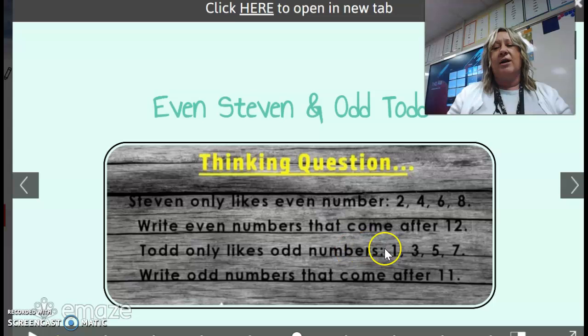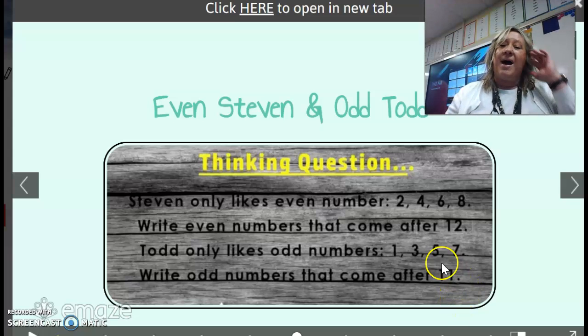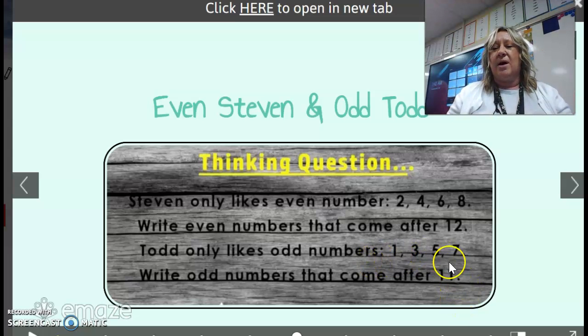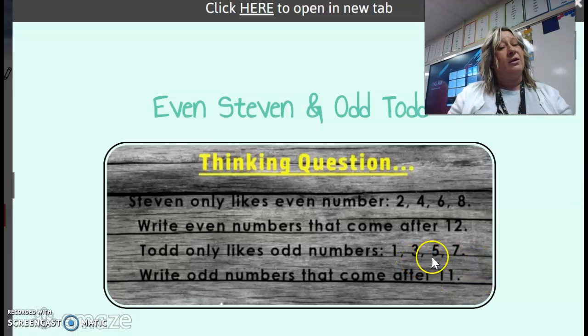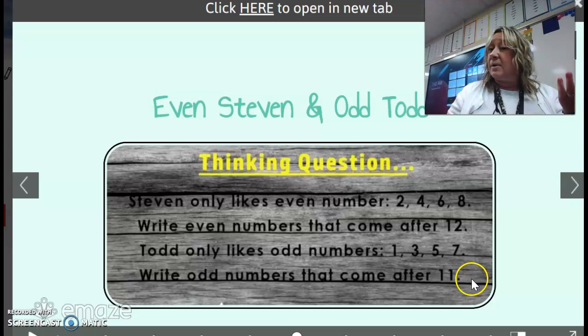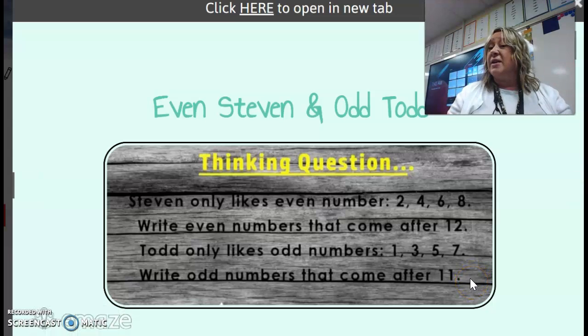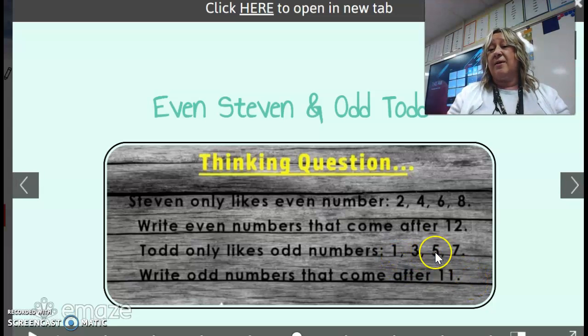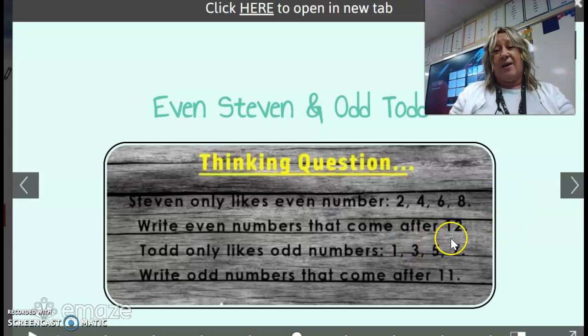Todd only likes odd numbers, 1, 3, 5, 7. Write the odd numbers that come after 11. So let's try to use that pattern. The first ending would be a 1, so that's 11. So the next ending would be the number 3. So 1 and 3, you got it, 13. The next one in the pattern, 1, 3, 5. The ending number would be 5. That would be 15. Okay, so try to do your odd ones and let's see who can get the most there too. I'll have a special prize for those who can write the most.